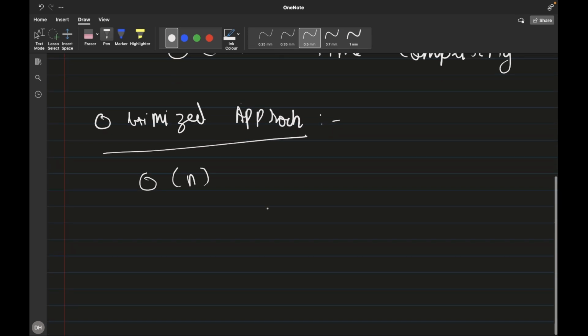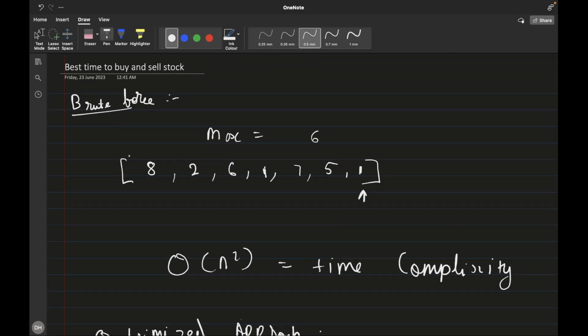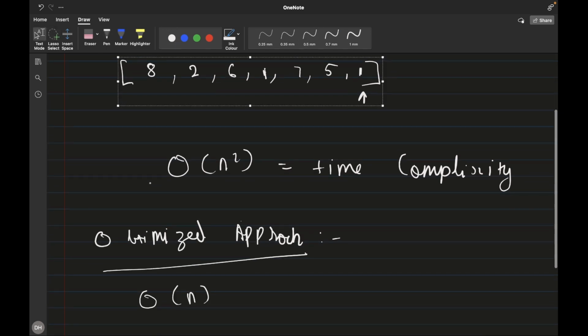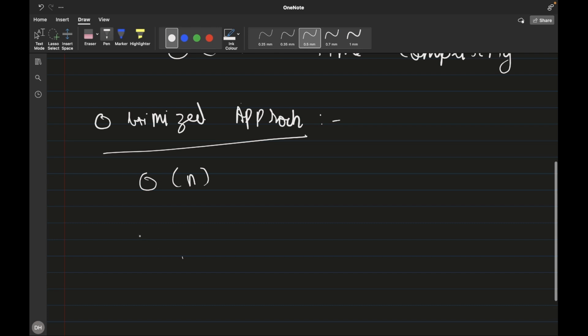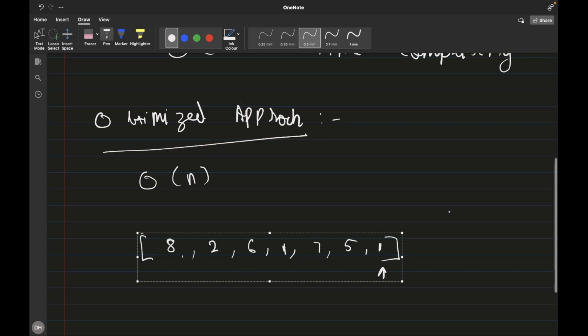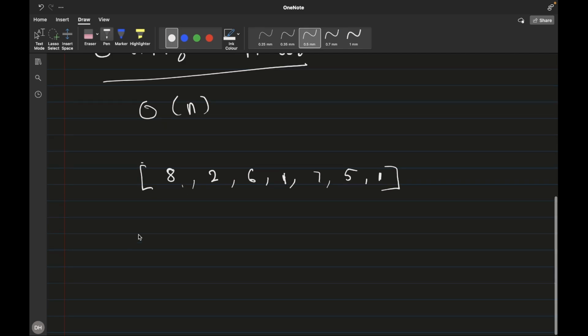What we could do is we could make a temporary array, and we could record the maximum prices of the day after it. So we will start from here, and we will try to store the maximum price of the stock from the last day going till the first day.